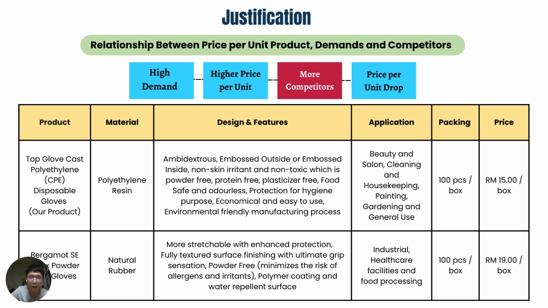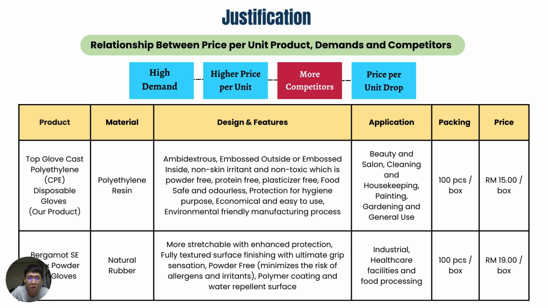I will continue with the justification part. Firstly, I want to recap the relationship between price per unit, product demands, and the competitors. In scenario 1, when there are high demands of products in the market, definitely the price per unit product will increase. So when there is profit to be earned, more competitors will enter the market to produce more products and sell to the people who need it. Therefore, the price per unit product will start to drop as the number of products in the market exceeds the market demands, although the demands are still high. Okay, let's continue to the following table.